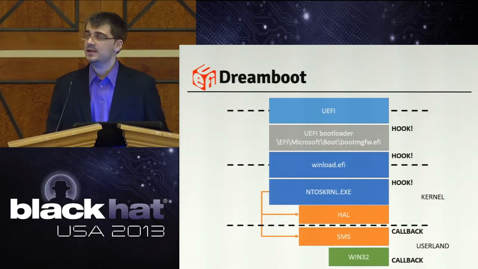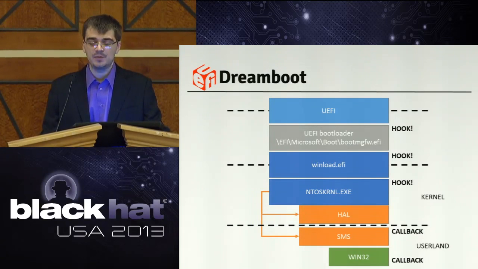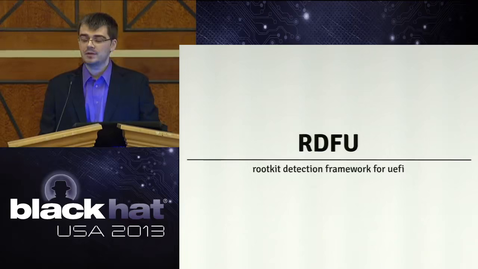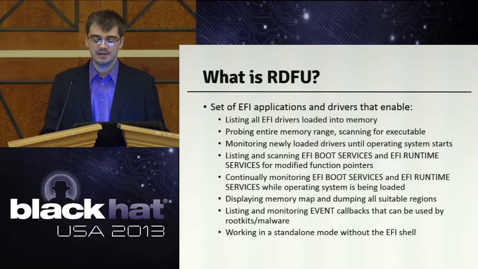Here is a simple diagram which shows how DreamBoot actually operates. At certain layers, hooks are installed which redirect code to maliciously loaded drivers, which then install callbacks that are executed when certain events in Windows happen. That enables privilege escalation attacks and so on. That brought us to RDFU, which is a rootkit detection framework for the UEFI layer. As we mentioned before, it's a DARPA-sponsored project, and we'd like to thank DARPA yet again. So what actually is RDFU?